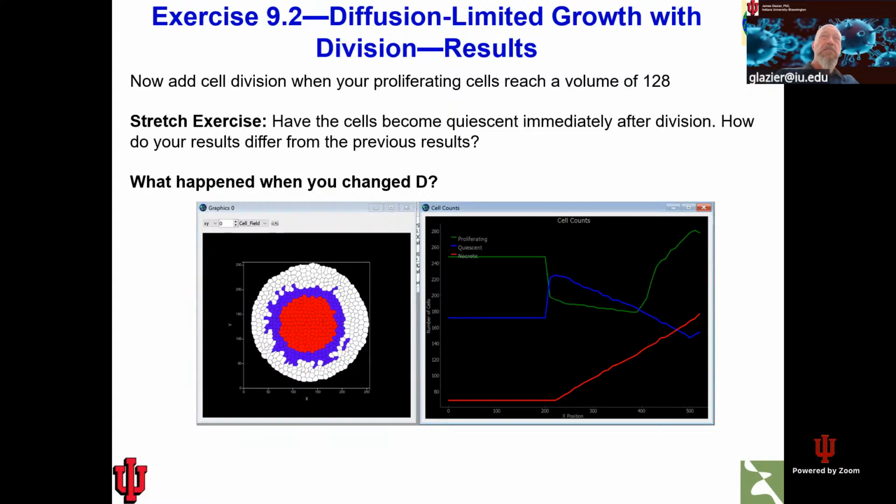And then the other thing that this is quite sensitive to is the diffusion length. If the uptake rate is low and the diffusion constant is high, then the oxygen gets further into the tissue. And so for given thresholds, the thickness of the proliferating and quiescent layers is thicker. And so you can see that.